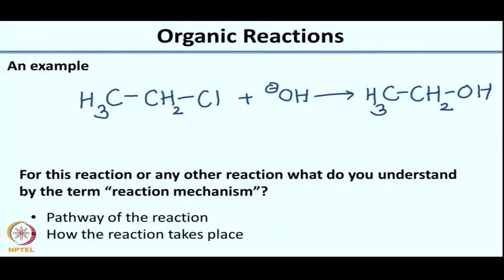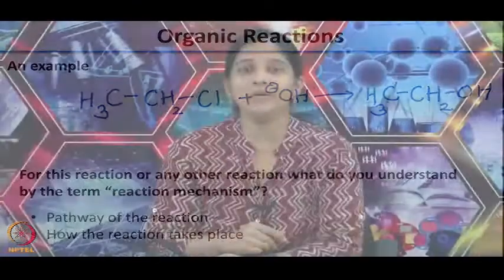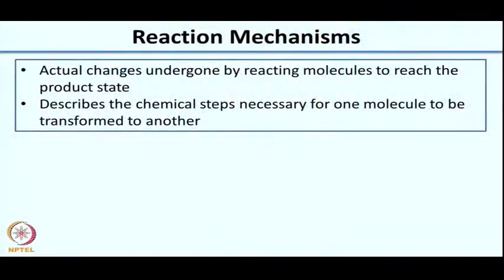When I do the same exercise in my classes, some of the responses that I get are, a reaction mechanism is something which describes the pathway of a reaction. It also tells you how the reaction takes place. Now, to give you a little bit more detail into definitions, one can define a reaction mechanism as the actual changes undergone by reacting molecules to reach the product state, or sometimes people talk about the chemical steps necessary for one molecule to be transformed to another.